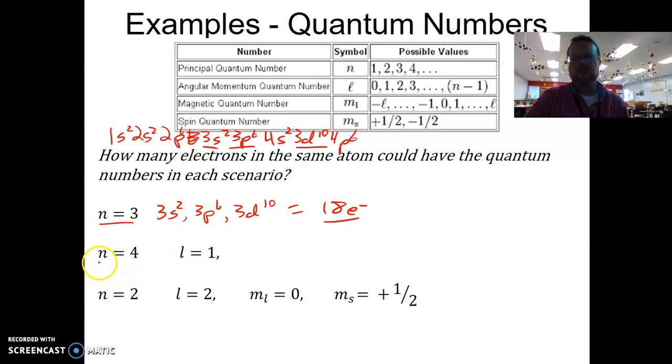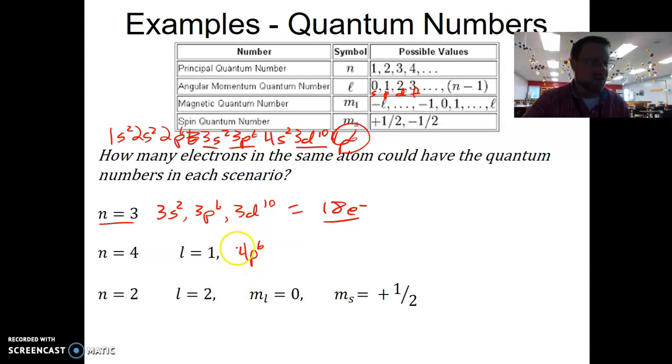For the second scenario here, we're saying n equals 4 and L equals 1. We're talking about a part of an electron configuration where the energy level is 4. Now, energy level 4 has a 4s, a 4p, a 4d, and an F. The L here specifies which sublevel we're talking about. Remember, start with S at 0 for L, then P, D, F. If L is 1, then we're limited to the 4p. So this is just a 4p, which could hold up to 6 electrons.